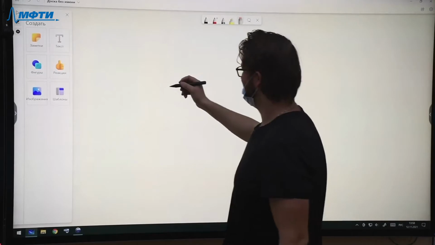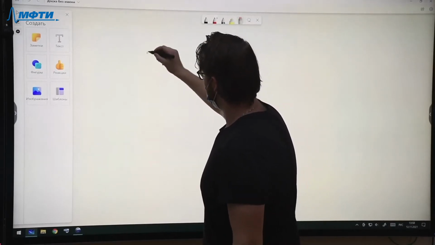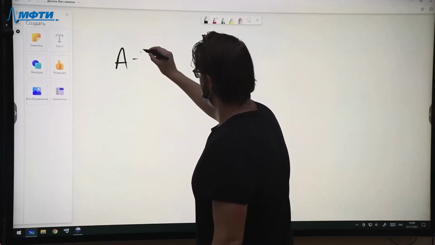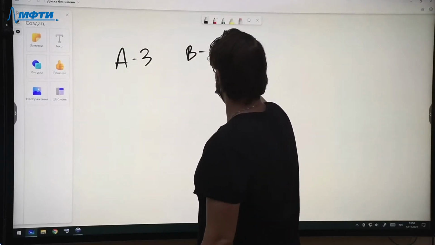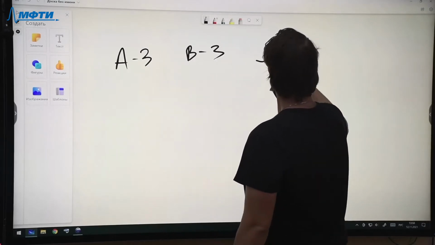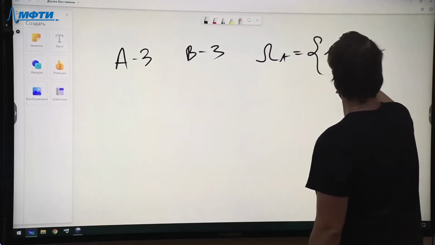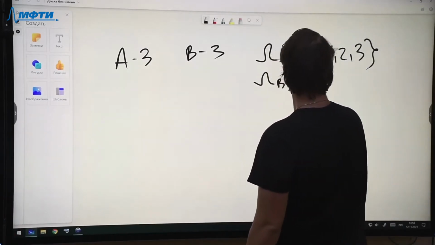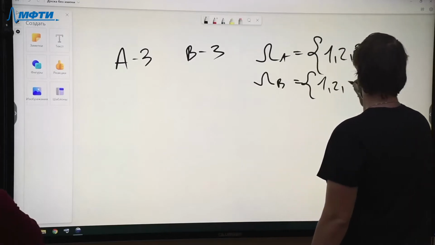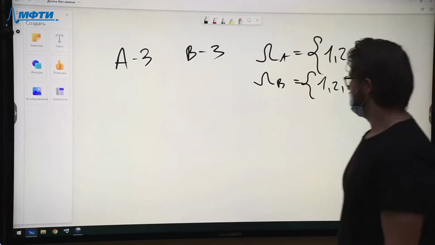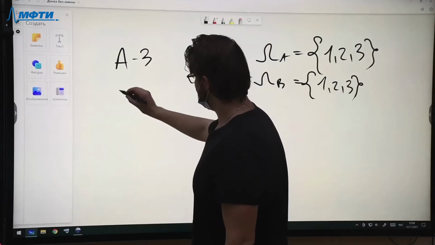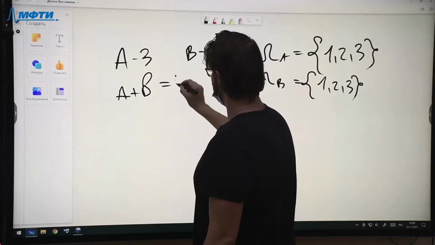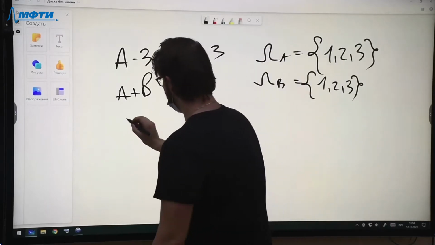Suppose we have two dice. Dice A has 3 sides, and dice B has 3 sides. Omega of A is 1, 2, 3, and omega of B is also 1, 2, 3, for simplistic sake. Suppose we want dice A plus dice B, the side of A and the side of B, to equal 4.